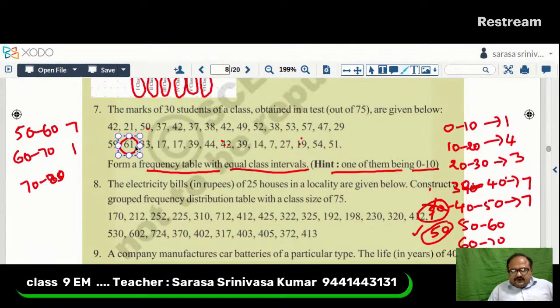There is no such student who got marks from 70 to 75. There is no such student. So let us observe this: the frequency of the 0 to 10 class interval is 1.